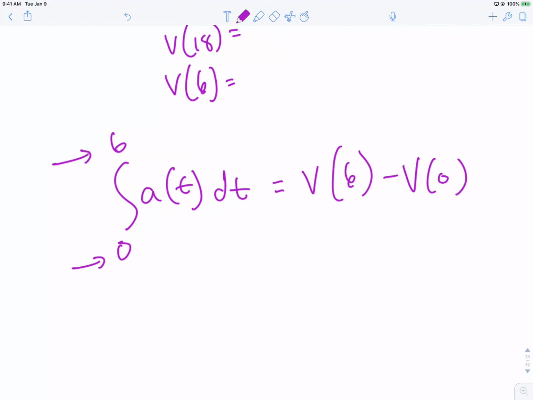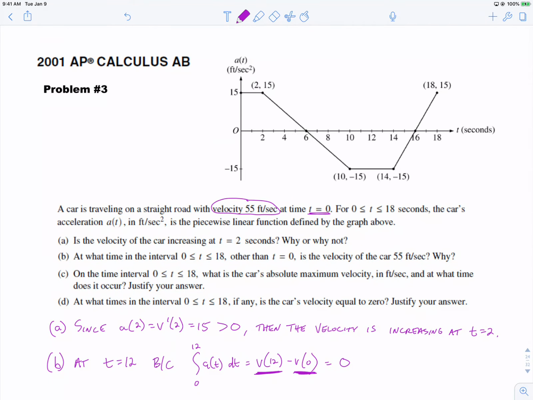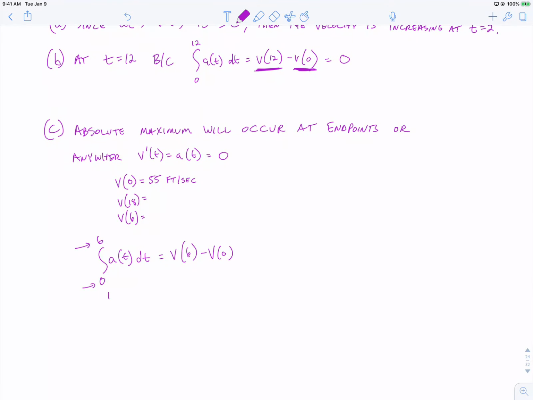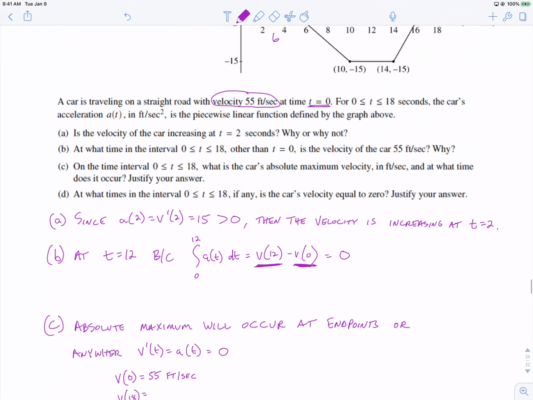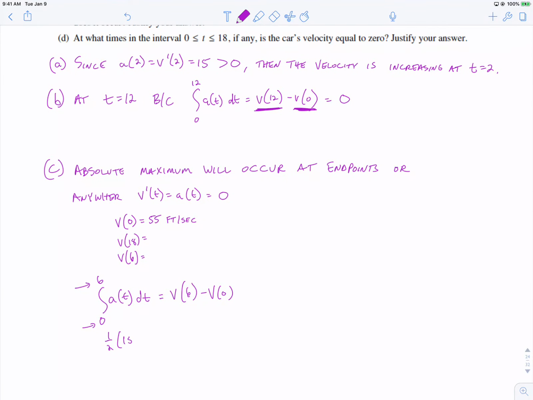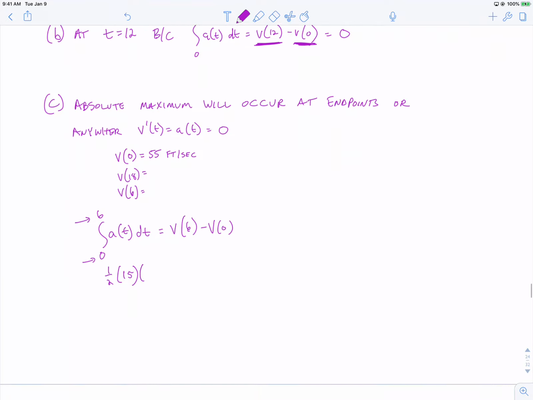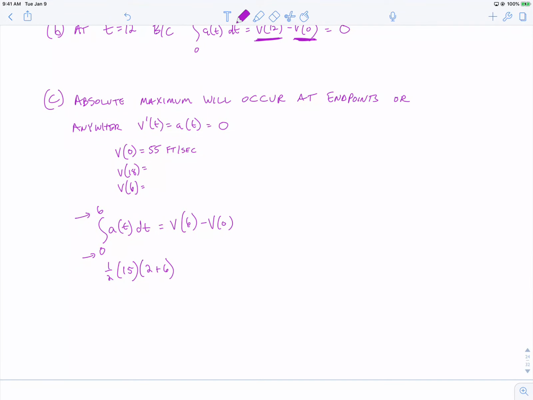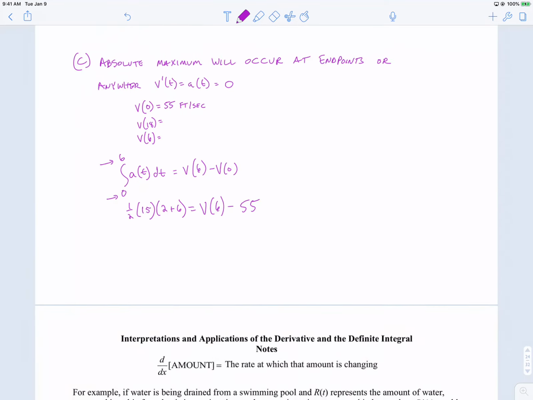So first I can get the integral from 0 to 6 from my graph. That shape is a trapezoid. It's got a height of 15, and base lengths of 6 and 2. So it's going to be 1/2 times 15 times, sorry, 2 plus 6. And that's going to be equal to V of 6 minus V of 0, which was 55.